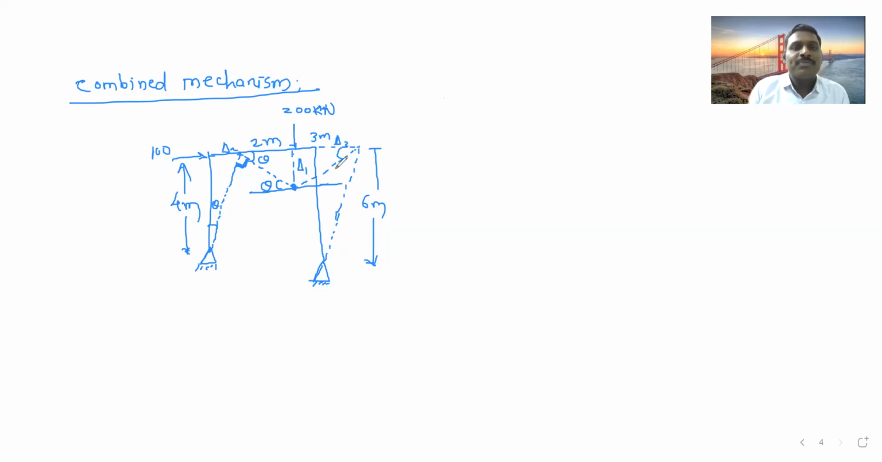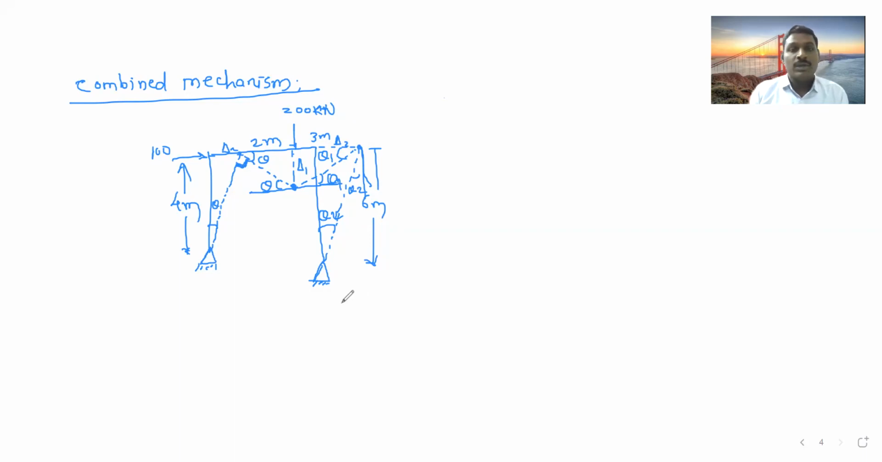So now at C, this will be theta 2? No. Why theta 2? Which notation have we given in the earlier beam mechanism? Theta 1. So we can use theta 1 here. So this is theta 1, and for this it is theta 2. This will be theta 2. Are you getting it, everyone? Theta, theta, theta, theta 1, theta 1, theta 2, theta 2. Got it?